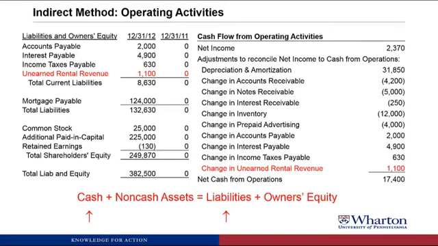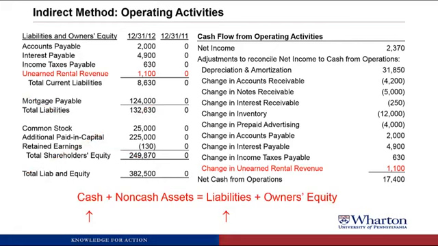Going back to the balance sheet, the next accounts we would have would be mortgage payable, common stock, additional paid-in capital. But we already took care of those with the cash flow from financing activities. And retained earnings, that's just net income and dividends, which we've also taken care of. So looks like we're done, which is a good thing because we're out of space on the indirect method cash flow statement here on the right.